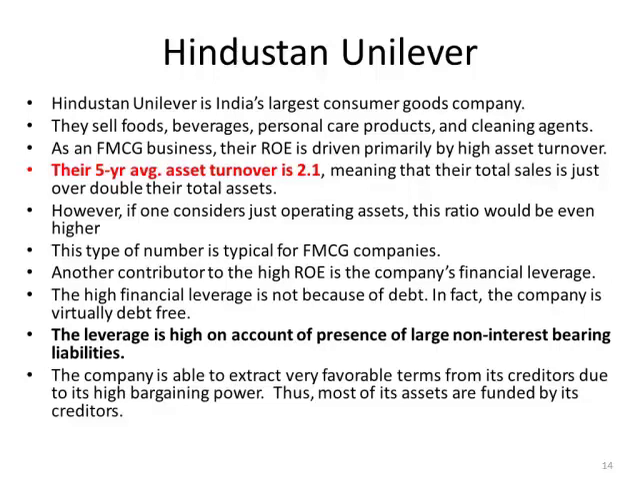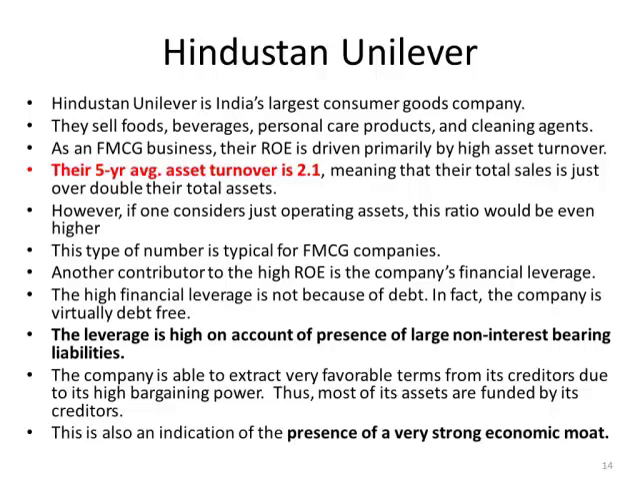And the way they do this is that they are able to extract very favorable terms from their creditors due to their high bargaining power. Right, so because they're so large, they can buy a lot of things on credit, and that accounts for the fact that they have these non-interest-bearing liabilities. So most of its assets are actually funded by its creditors, which is quite unusual, and it signals a fairly strong company. So this is also an indication of the presence of a very strong economic moat, right? The fact that they can buy on credit fairly easily indicates that this company is quite strong, and they certainly have a very strong economic moat.